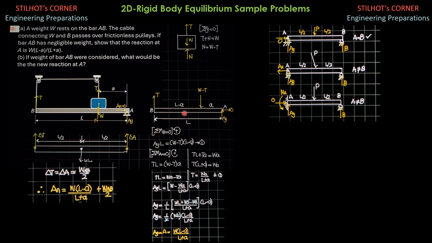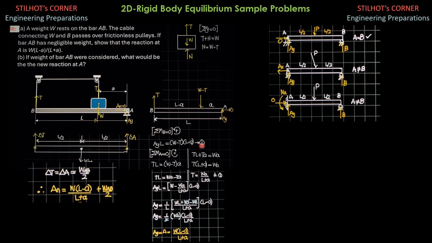So summation of moments about B to set up the formula for AY. Take note there are two unknowns here: the tension in the cable and this vertical component of reaction at A, which happens to be the reaction at A. So summation of moments about B equals 0, counterclockwise positive. We have AY times L equals clockwise moments, which is quantity W minus T, and the moment arm is L minus A.